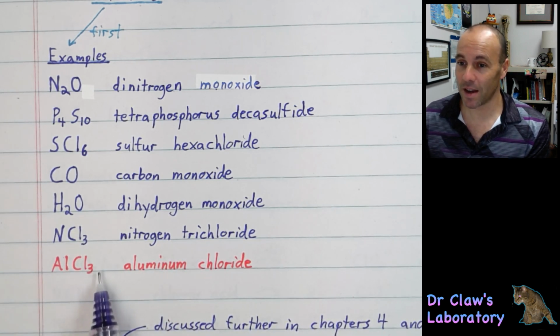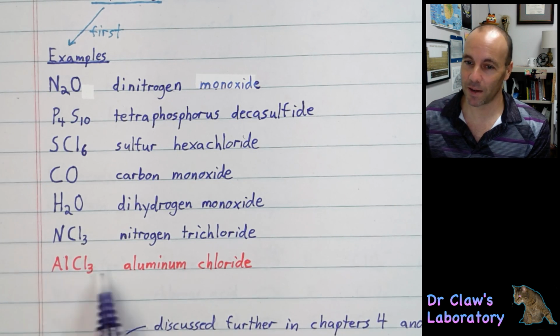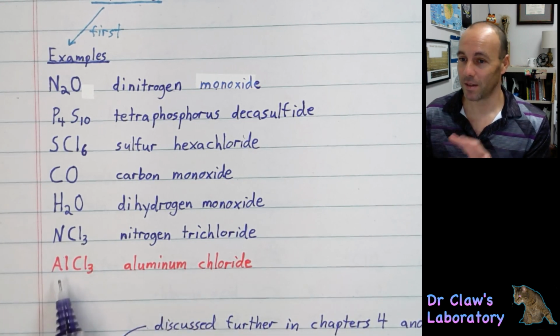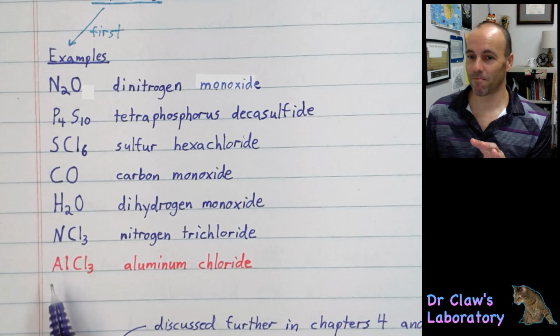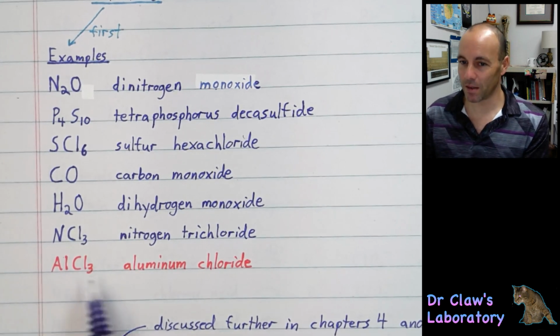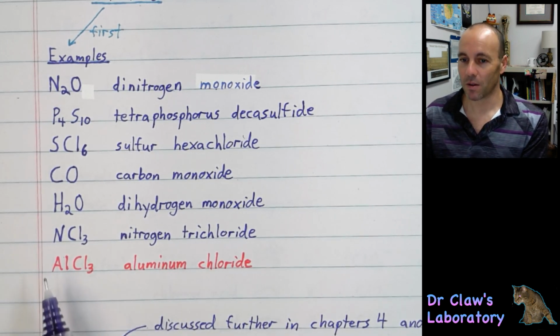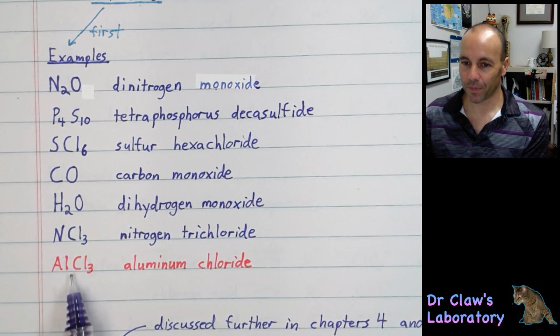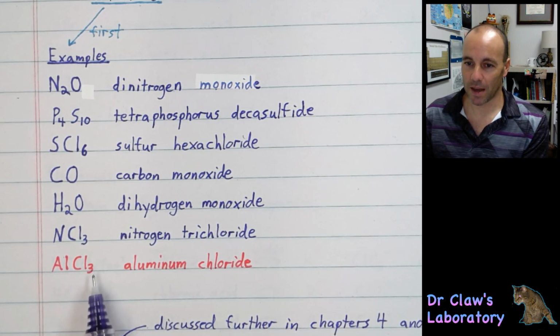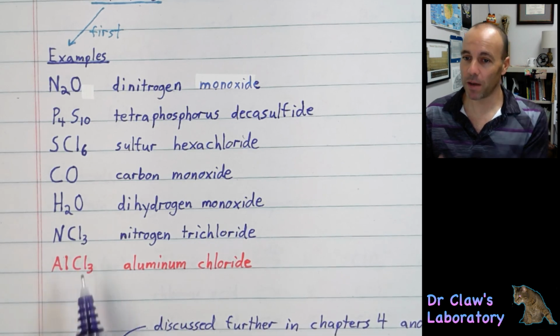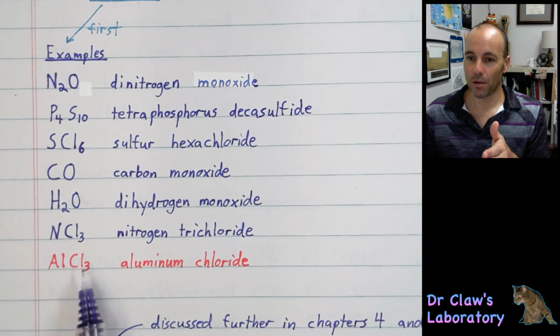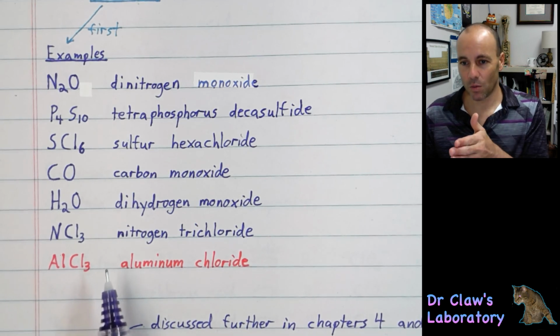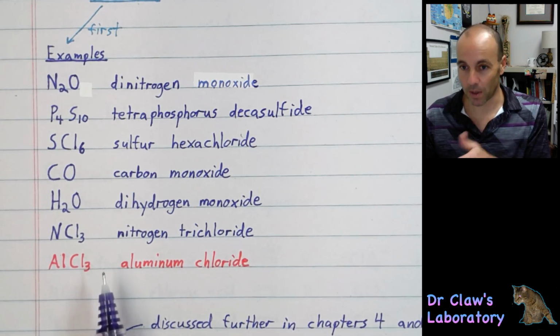This is an ionic compound, guys. That's why I colored it red. So I was hoping to, not throw you off, but maybe raise a red flag or something. Okay, so aluminum is a metal, and this is a nonmetal. Aluminum is a +3 charged metal, always, and chloride is a -1 charged nonmetal, always.